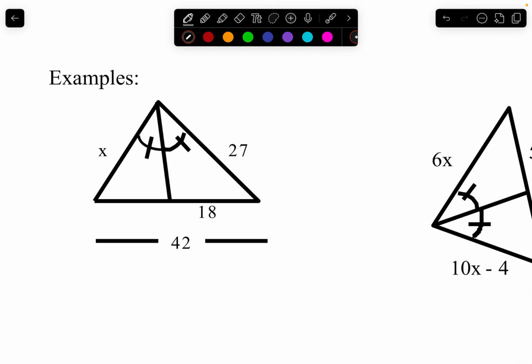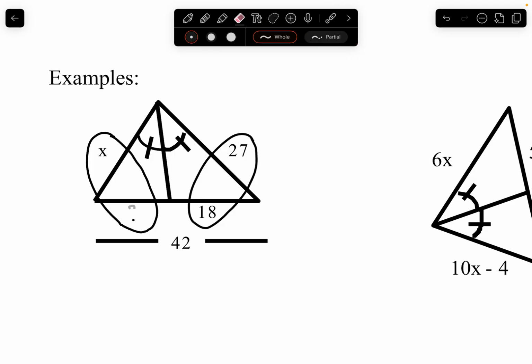So I'm going to look at this example right here. I have a ray or a line, whatever, that bisects an angle in my triangle, and that angle is cut into two congruent angles. So I can use this triangle angle bisector theorem. So I know that this 27 and this 18 are going to go together, and then I need x, and then I am missing this part down here. I know that the whole bottom portion of my triangle is 42, and I know that one part of that triangle is 18. So to find the other part, all I have to do is 42 minus 18, and I get that this missing part here is going to be 24.